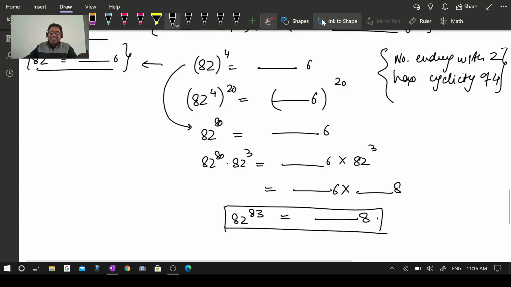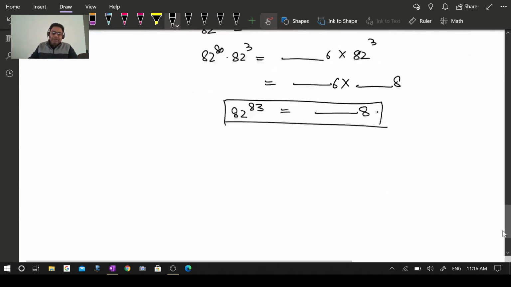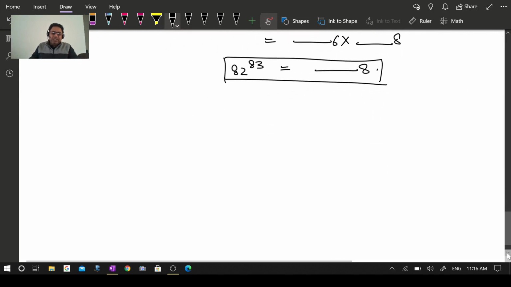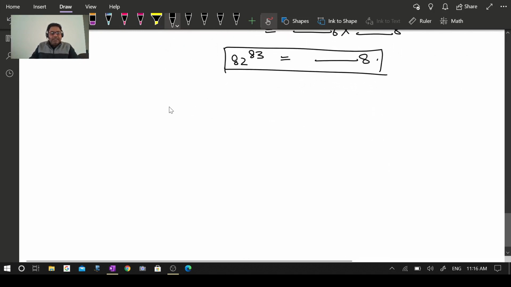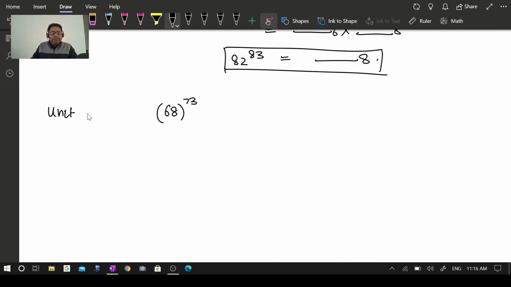All right, so then comes one more question. Let's do one more question. Find the unit digit of 68 to the power 73. Again, guys, the index is odd. I just try 68 into 68. 8 8s are 64, so when I multiply 2 times, I do not get 6 at the unit place.